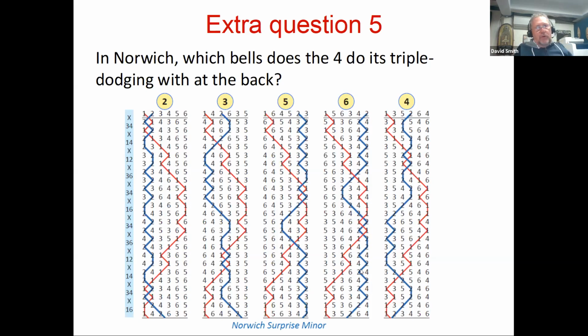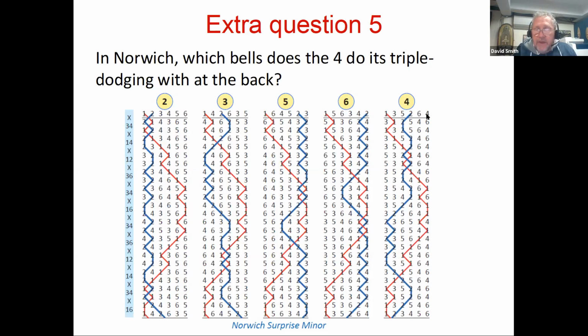But who does the 4 do it with? Now, pretty much the only thing I can do there is pick up, by looking at the numbers, who is doing the triple dodging at the back. Here it's the 5 and 6, that's not interesting. 5 and 3, 3 and 2. Oh, 2 and 4. Here's one of the places that 4 is at the back. So it triple dodges with the 2, and presumably again with the 2. Yes, here we are, again with the 2. And somewhere else it's going to do a triple dodge.